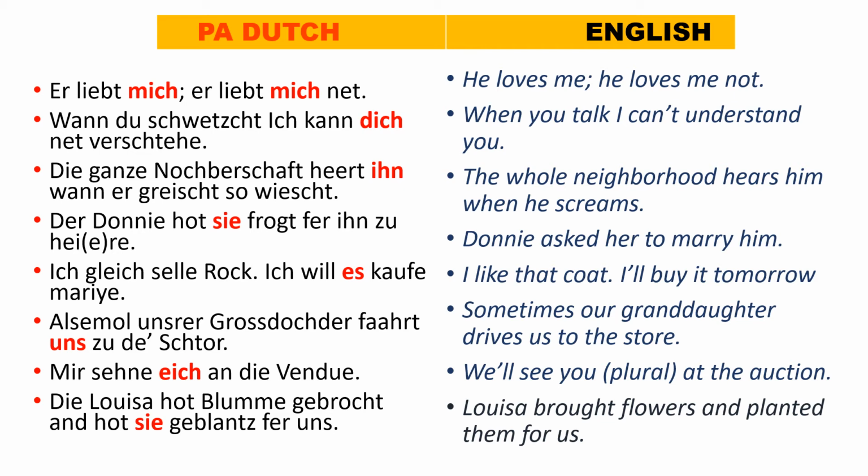The first one, I am receiving the action. Me, mich. When I was a little girl, we girls used to take daisies and pull off the petals and say, he loves me not. It was kind of a fun thing to do. And we can say that in Dutch as liebt mich net. You may hear it pronounced slightly different depending on the area you're from.